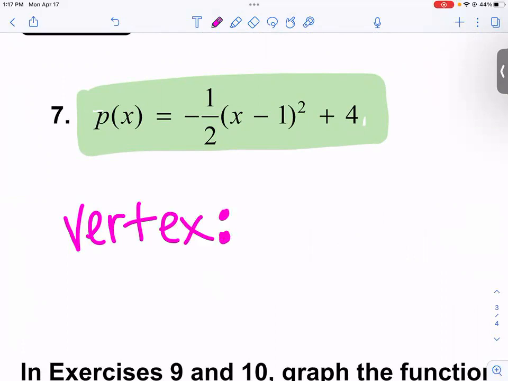Amy, can you tell me where the vertex is for number 7? Amy says that the vertex is at 1, 4. Holden, why did she say 1 instead of -1? And what does that have to do with anything?